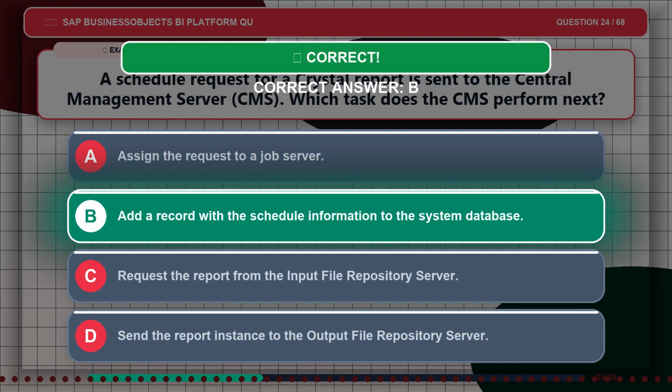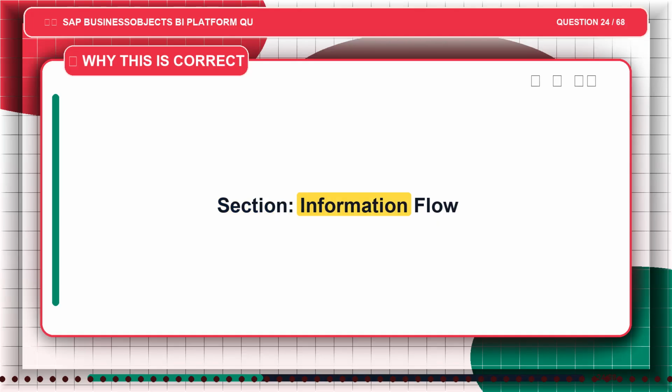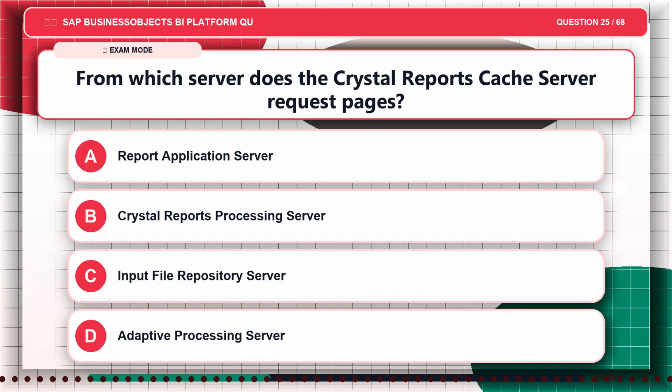The correct answer is option B, add a record with the schedule information to the system database. Section, information flow. Question 25. From which server does the Crystal Reports cache server request pages?